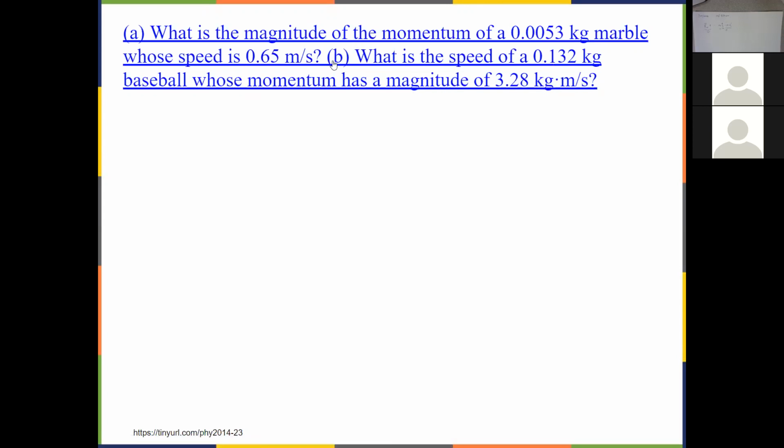So in both cases, it just asks us for the magnitude of momentum, and then the speed, which is the magnitude of the velocity. So this just involves the scalar form of the definition for momentum. So p equals mv. That's the scalar form without the arrow, which means we are just looking at the scalar quantities or their magnitudes.